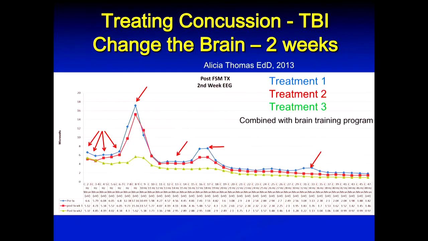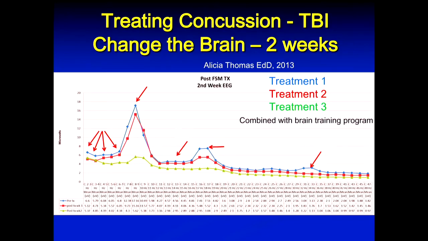This was done by Alicia Thomas. She's a PhD in education. She's a speech therapist in Florida. And she treated patients with concussion. And this was in treatment 1, treatment 2, treatment 3. This patient had been in a coma for 3 weeks, 2 years previously, and this was his EEG.